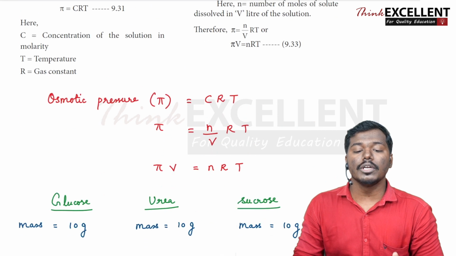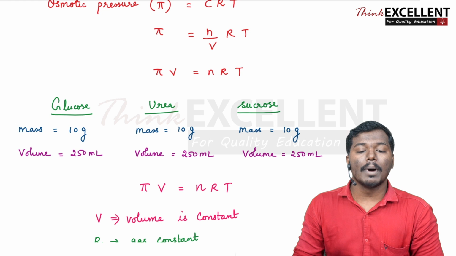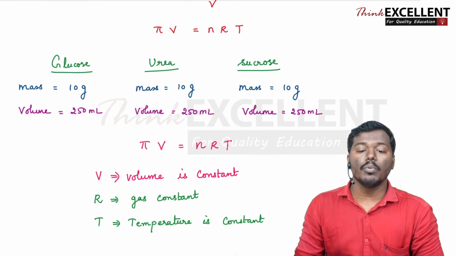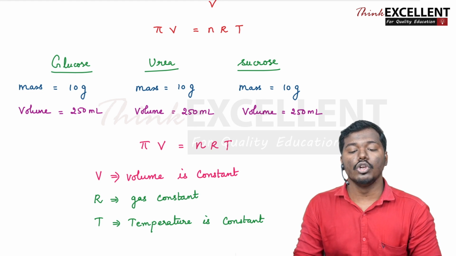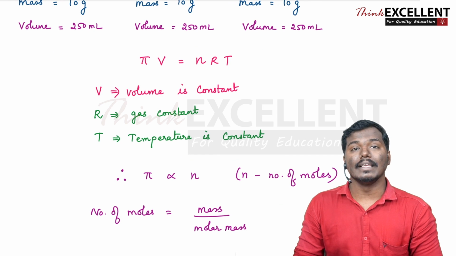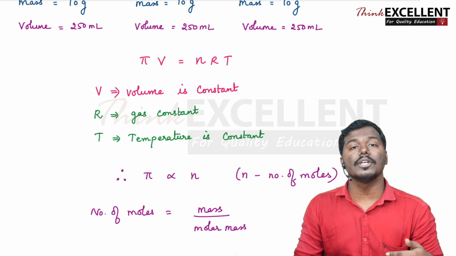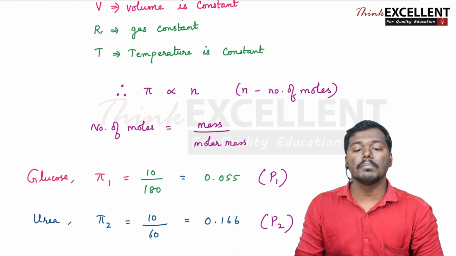Here we prepare three solutions: glucose, urea and sucrose. In all three, the mass taken is 10 gram and the volume is 250 ml. The equation has volume, and the volume is the same in all, so it remains constant. The gas constant is a constant, and the temperature is the same for all the solutions. So the osmotic pressure depends only on the number of moles. So when the number of moles increases, the osmotic pressure increases. To find the number of moles, we know the formula, mass by molar mass.